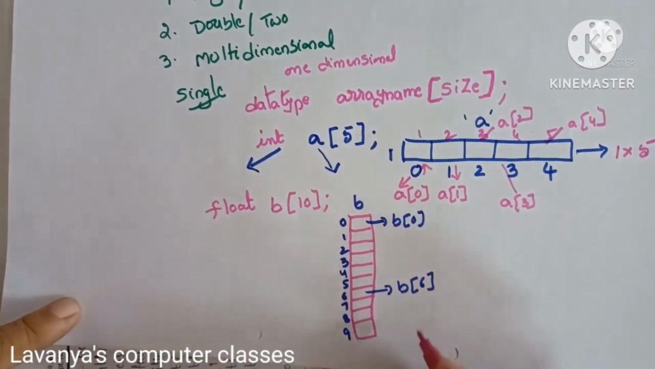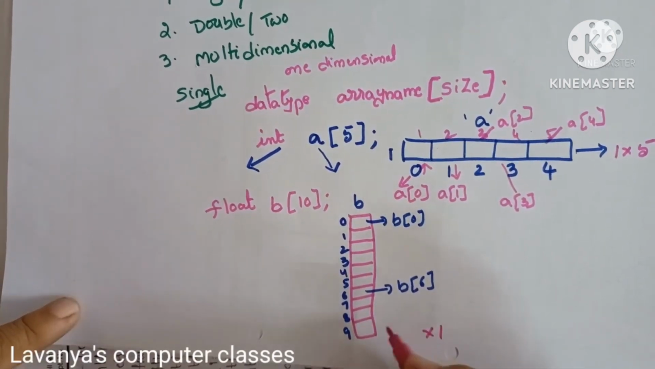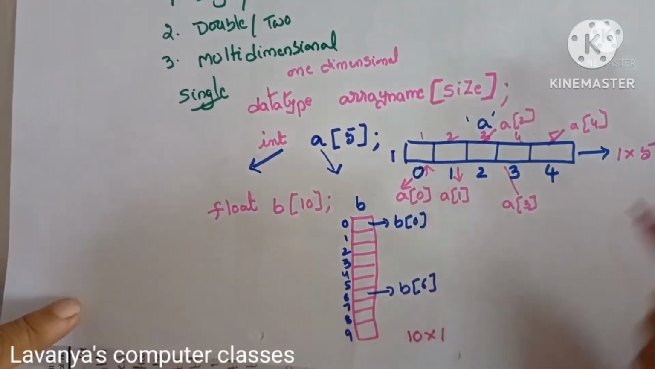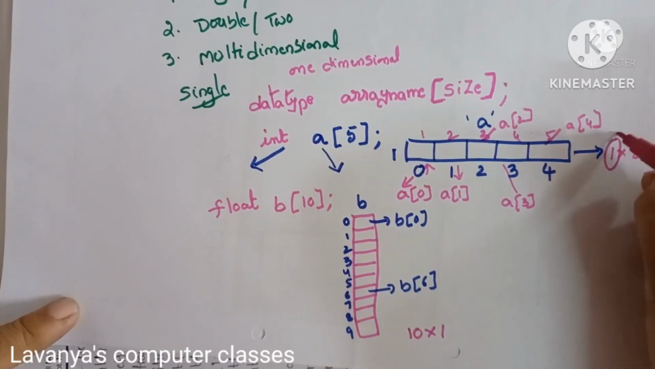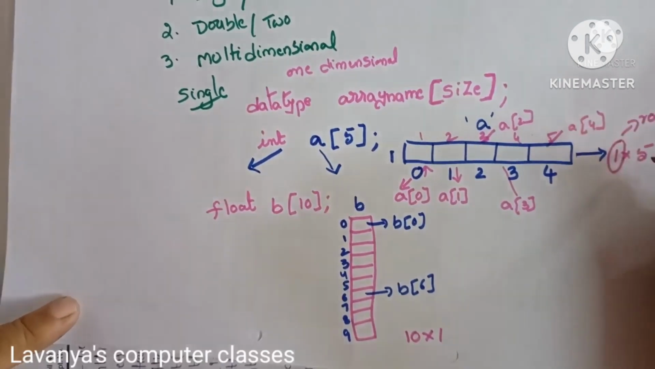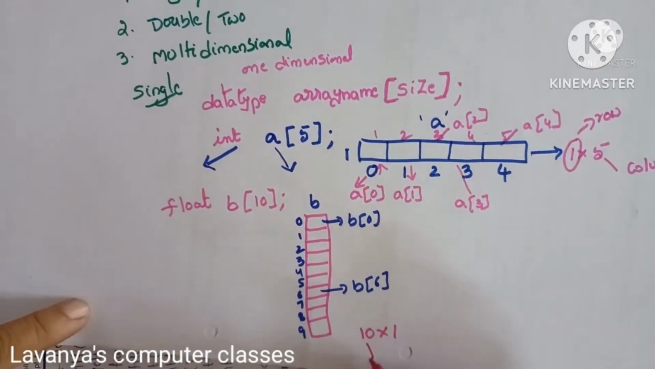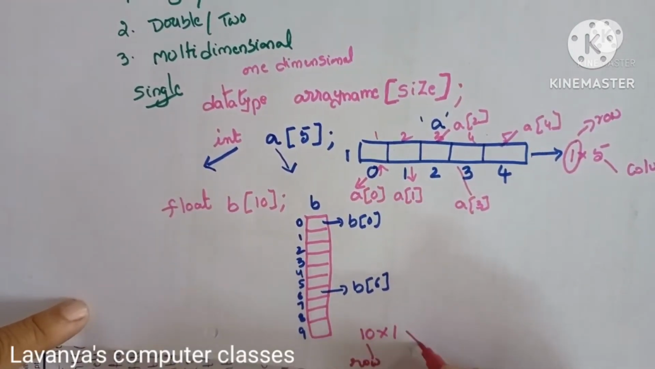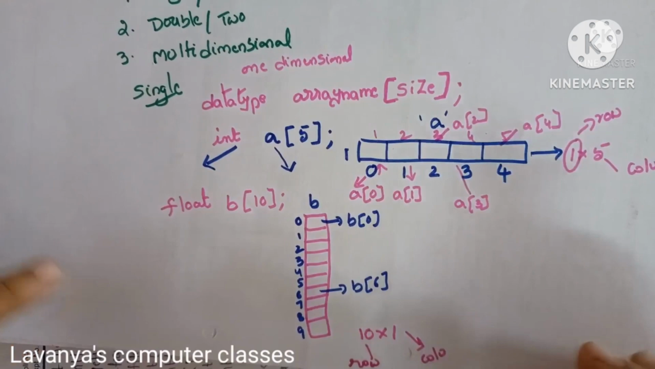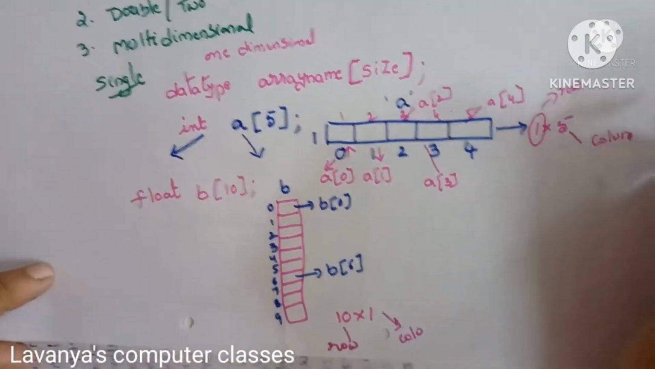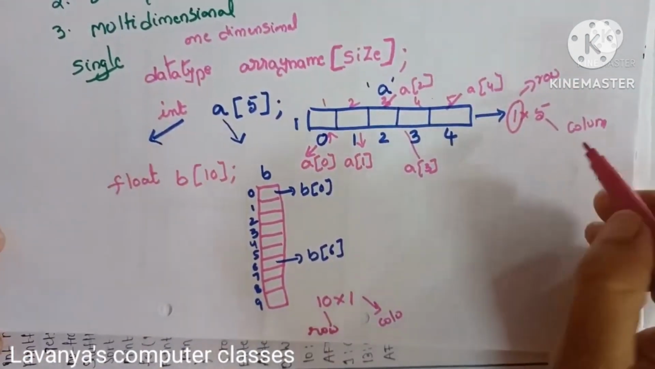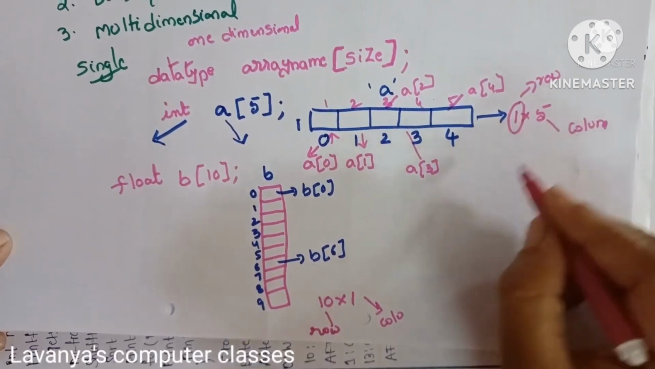Row 1, column 5. Here in this example, how many columns are there? Only one column is there. 10 rows are there, 10 by 1. So in single dimensional, either row, this is 1 by 5 means the first one is row representation, the second one is column representation. 10 by 1 means 10 is the rows, 1 is the column. In single dimensional, either row or column must be 1.